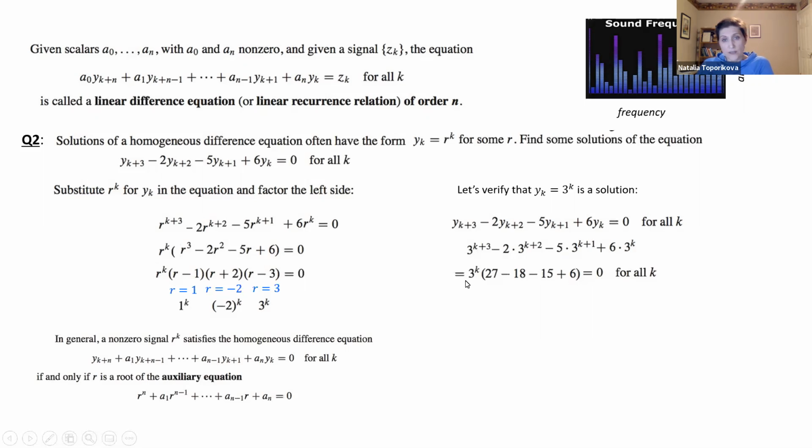You probably noticed this neat trick I keep using, factoring out r to the power k. That's actually a very common approach to dealing with difference equations. We generally say that r to the power k satisfies a homogeneous difference equation when r is a root of what's called the auxiliary equation, which is the equation we get when we factor out r to the lowest power.